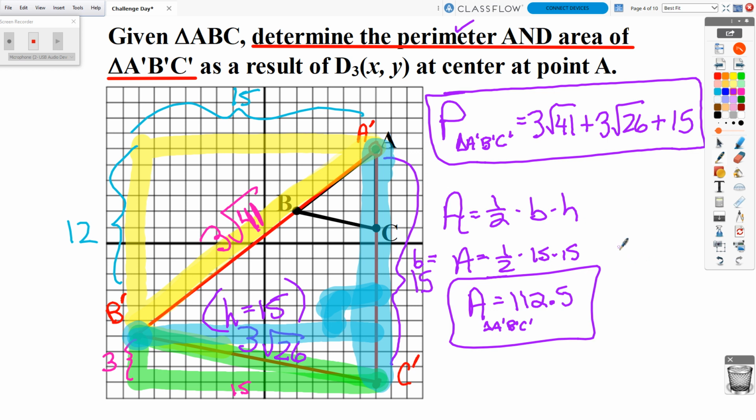All right, so there's really the answer I'm looking for, right? But guess what? There's a twist. Could we have done this problem without the dilation, without actually seeing triangle A prime, B prime, C prime? Could we have just used the original triangle, ABC? And could we have just used the scale factor to also get these 2 answers? And my answer to that question is yes, and yes-ish.